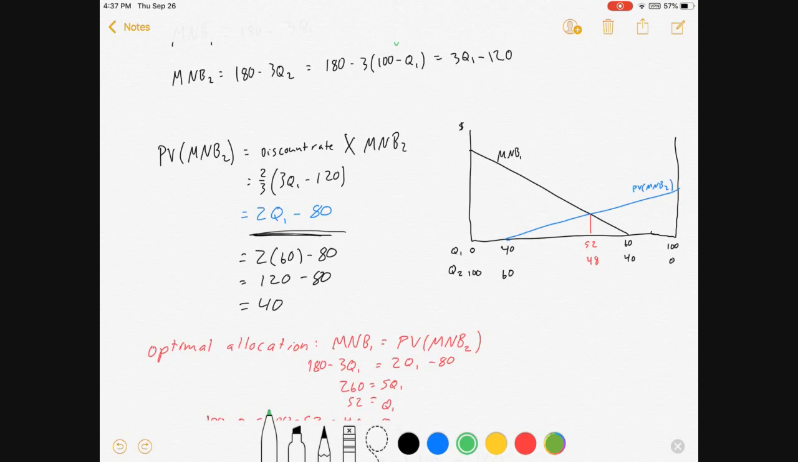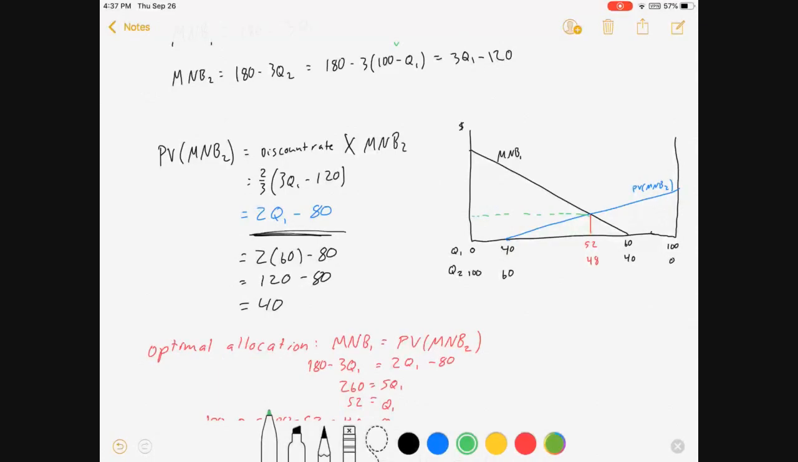You see, the height here, where these two curves meet, is referred to as the user cost. And that user cost is the value of the externality at the optimal point. It's the cost that we impose on the future by our current consumption.